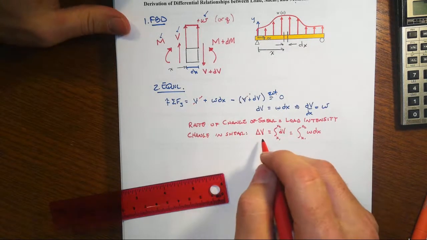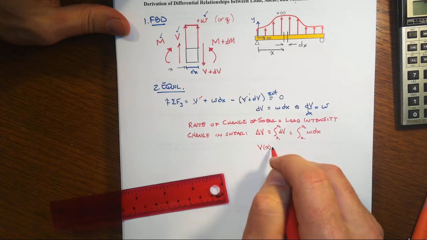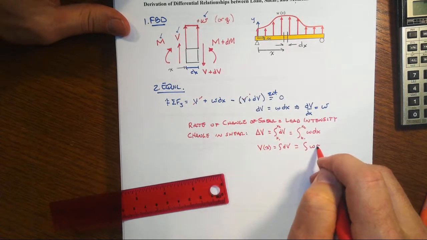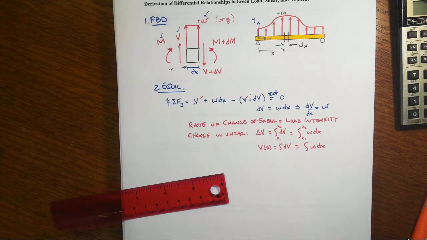Right? Now, more generally, what you see is that V as a function of x is equal to the integral of dV, which is equal to the integral of W dx. This would be the indefinite.